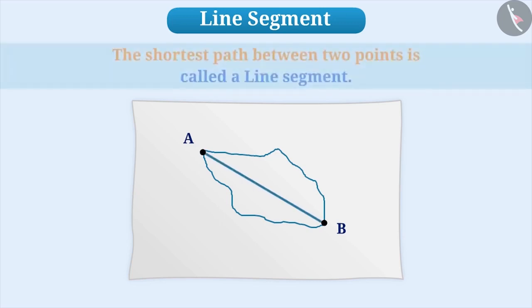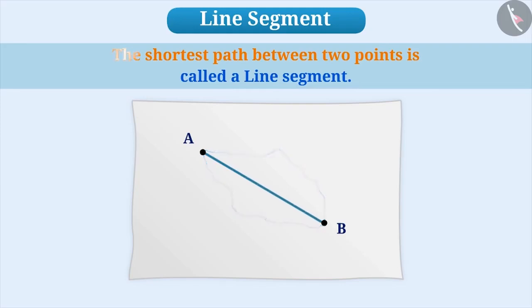Now let us understand what is a line segment. Suppose we mark 2 points on a paper, point A and point B. These 2 points represent 2 different places on the paper. If we have to reach point B from point A, we can pass through this path or through this path, or else we can pass through a similar path. But if we observe, we get the shortest path when both points are joined without any turn. The shortest path between any 2 points is called a line segment.